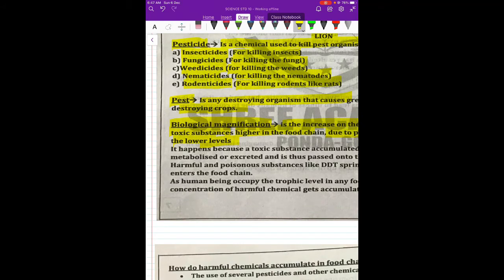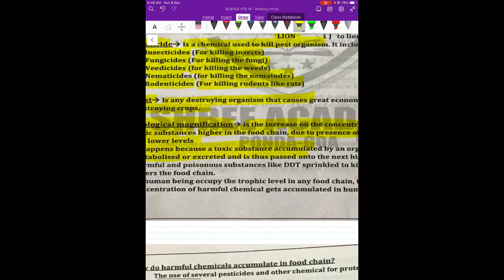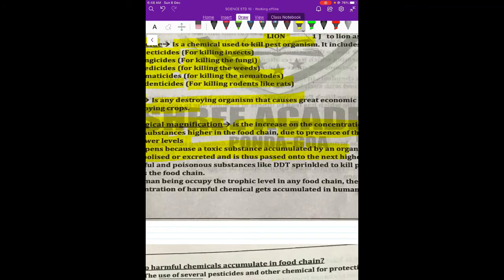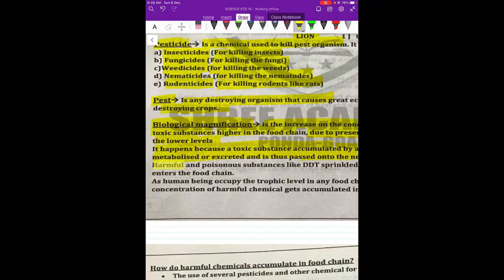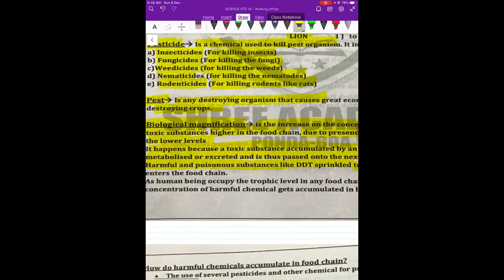So if they are not digested, they are accumulated, and as we go higher up in the series, the chemicals get accumulated in that organism. So if we see, the maximum concentration occurs in the organisms which are there in the topmost rank. So which are those poisonous and harmful? They are generally DDTs. They are sprinkled to kill the pests. Also there are different types of weedicides, there are different types of fertilizers which also are full of chemicals.